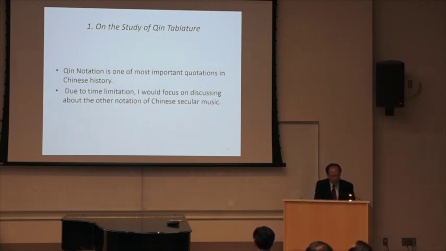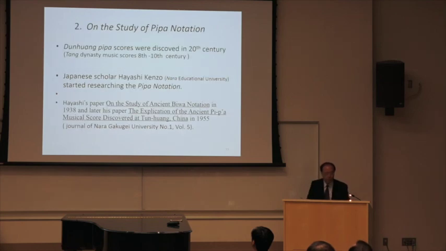The Qin notation is one of the most important notations in Chinese history, developed from the 6th century among the scholars and officials in China till now. Due to the time limitation, I would focus on the discussion about the other notations of Chinese secular music. 2. On the study of the pipa notation.